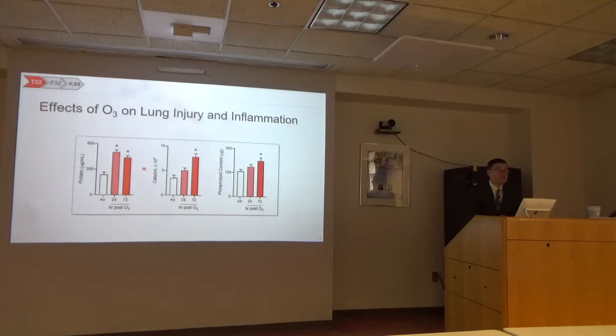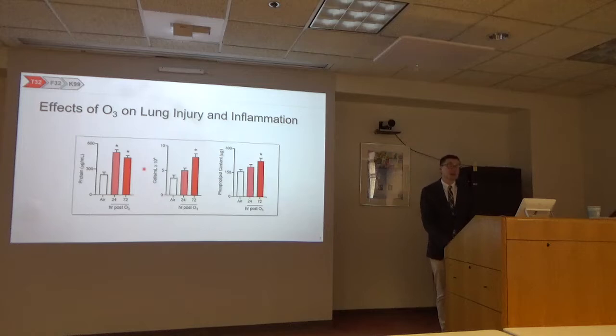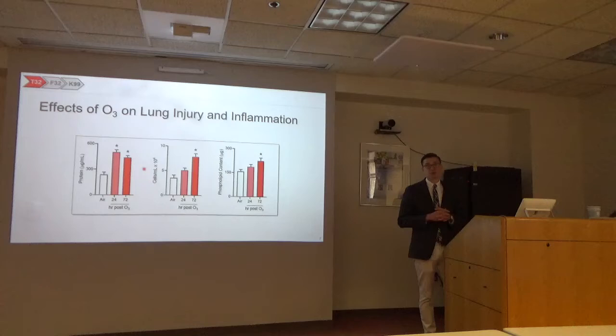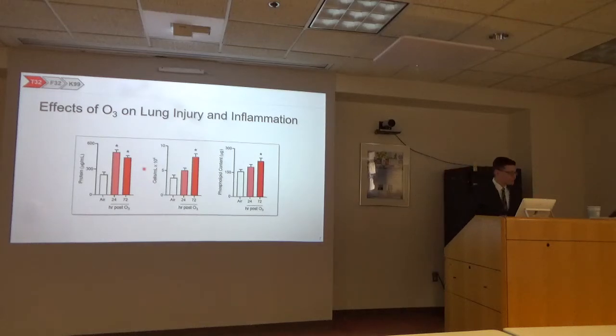And so what you can see is that there is a significant increase in the amount of protein present in the bronchoalveolar lavage both 24 and 72 hours after exposure to ozone. And what this is telling us is that there's likely some sort of leakage of serum proteins such as albumin into the alveolar space. And so this is telling us that there's some sort of disruption of that alveolar epithelial barrier, some sort of disruption of the tight junctions, which is consistent with and a result of lung injury.